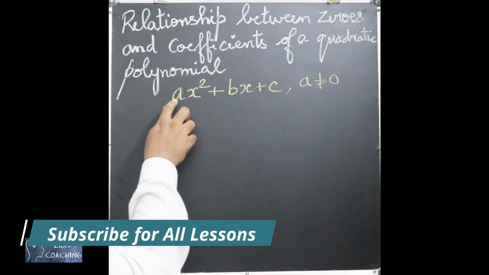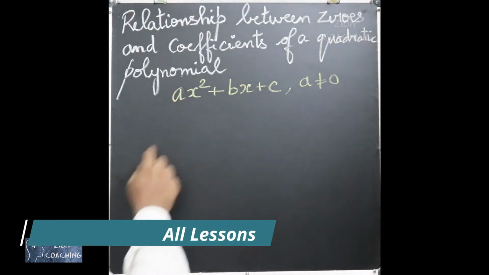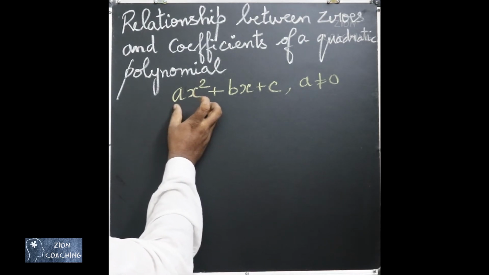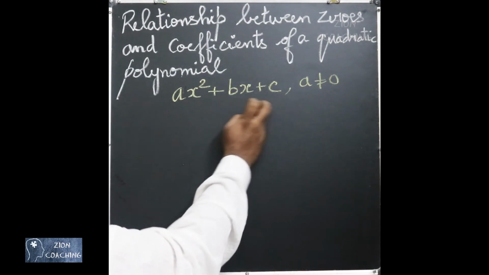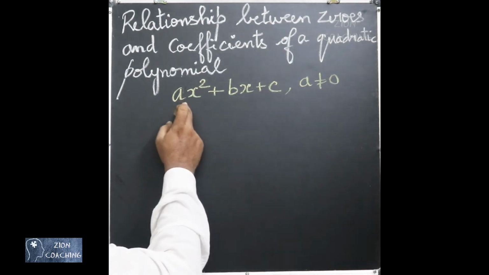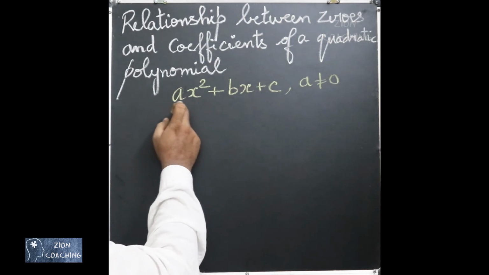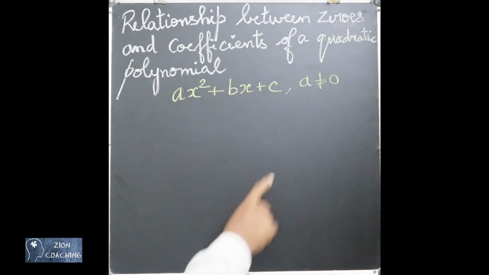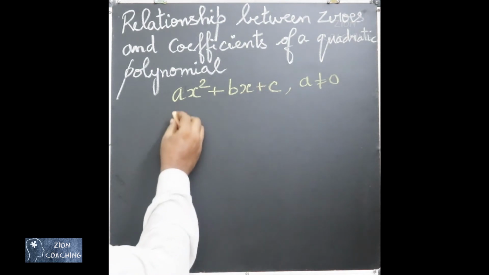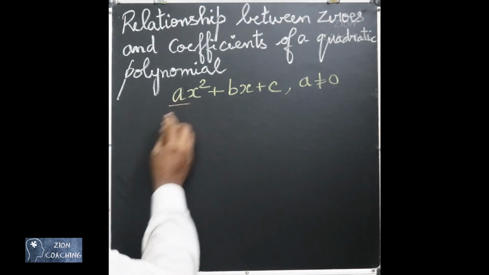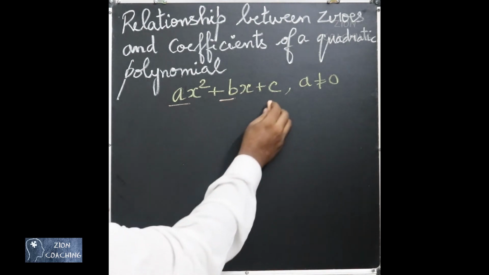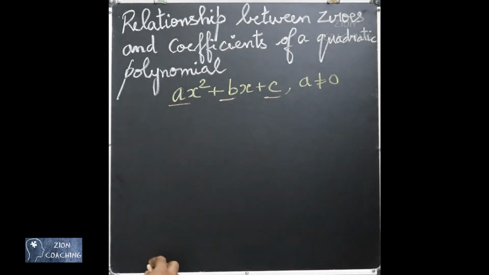because if a value becomes 0, then a into x squared, this entire term will become 0, and then this will reduce into a linear polynomial. Therefore, for a polynomial to be a quadratic polynomial, a value should never be 0. That is why we have written a is not equal to 0. Now, we know that a is the coefficient of x squared term, b is the coefficient of x term, and c is the constant term.